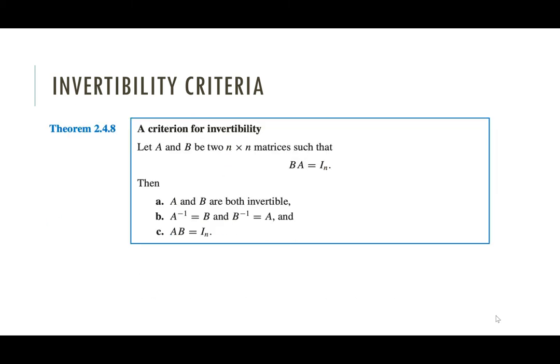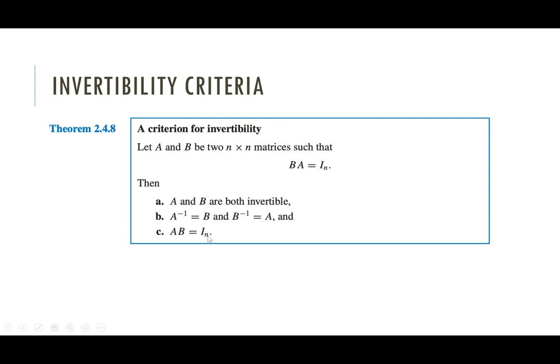Okay, so your book actually lists some criteria for invertibility. These are things to check, and it's sufficient to check these things to know that a matrix is invertible. So here it says if A and B are both n by n matrices, and it's the case that B times A is the identity matrix, then it turns out both A and B are invertible. The inverse of A is B, the inverse of B is A, and A times B is the identity matrix.